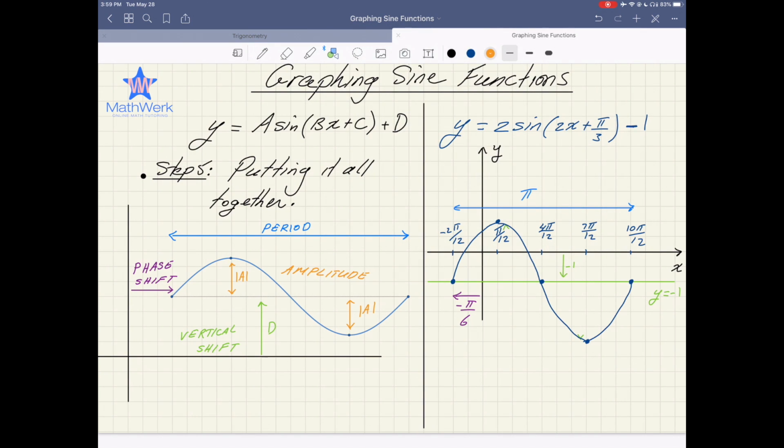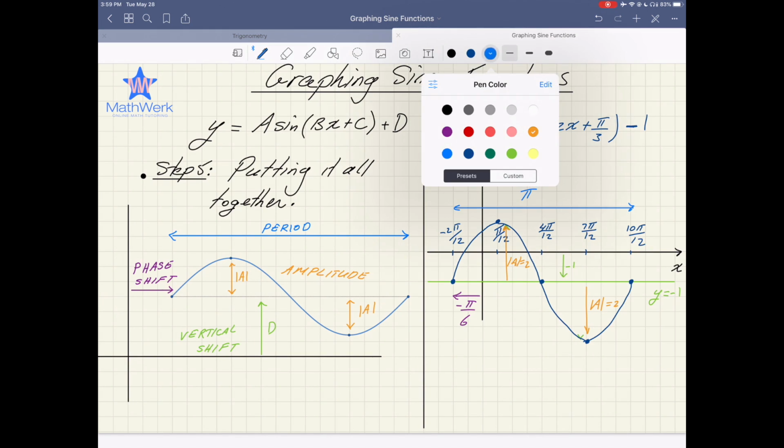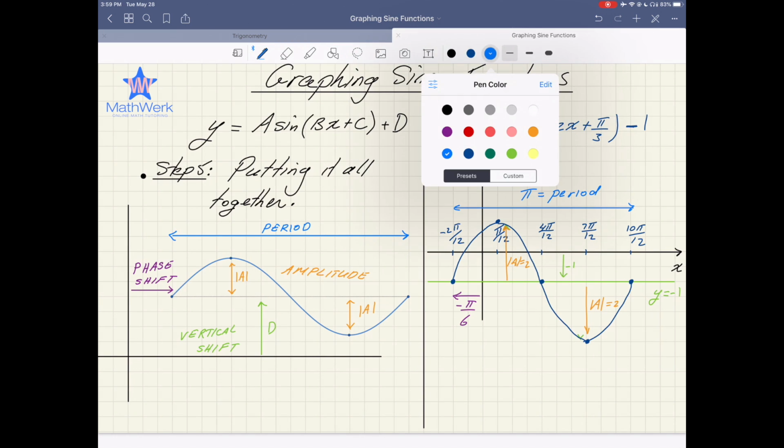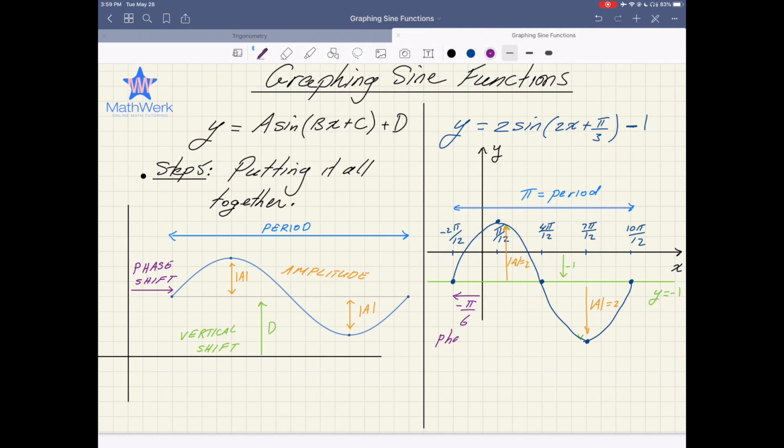And then finally, to get the vertical maximum and the minimum, that was the amplitude. Okay, so here we've determined the amplitude, which is 2. Amplitude is 2, and this was the period, and in purple we put the phase shift.